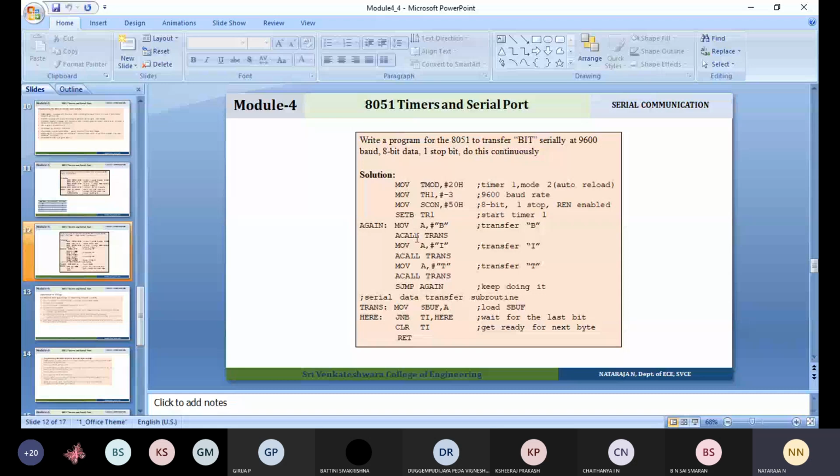See, first step, ACALL transfer, if I take it, it will come over here. After return from ACALL, it will move A comma I. After ACALL, it will come here, return, and take the next bit. Like that, it will keep on transferring the serial data.